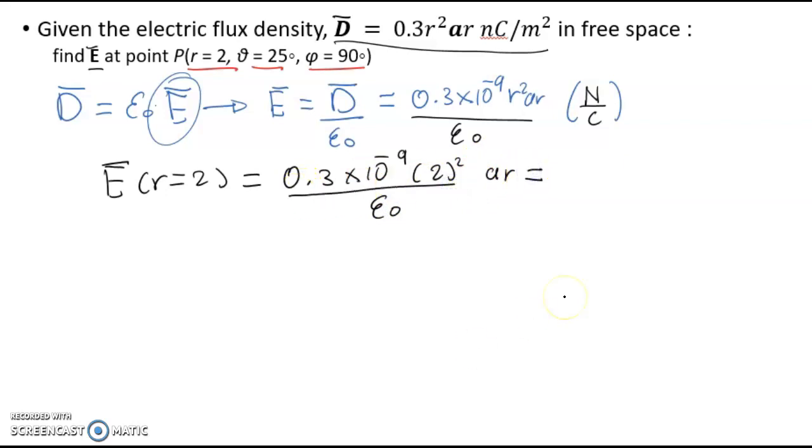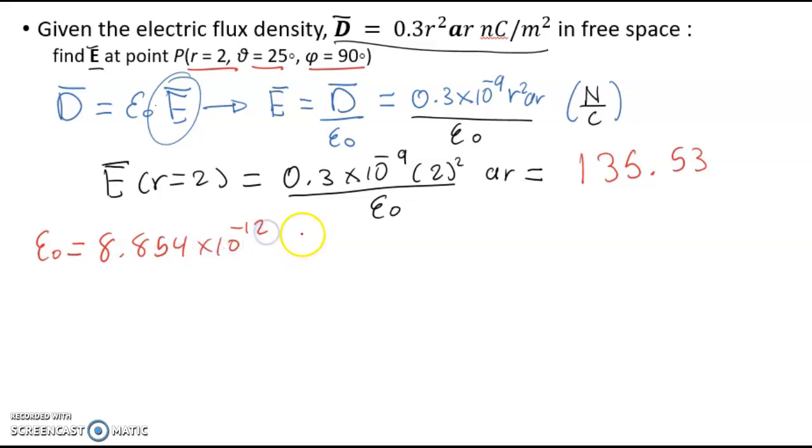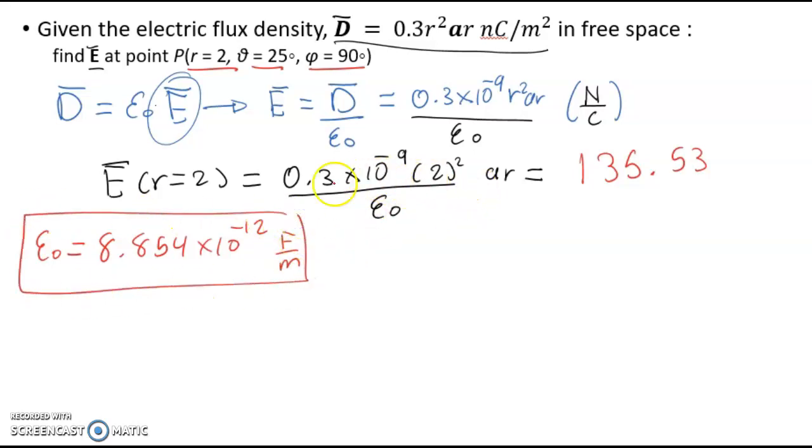When we replace all the values, we will obtain that the total value of the electric field at that point is going to be 135.53 times 10^-9, and remember that epsilon 0 equals 8.854 times 10^-12 farads per meter. Keeping that in mind, I am dividing by a very, very small number, and we already have a small number, so I should expect something like this.